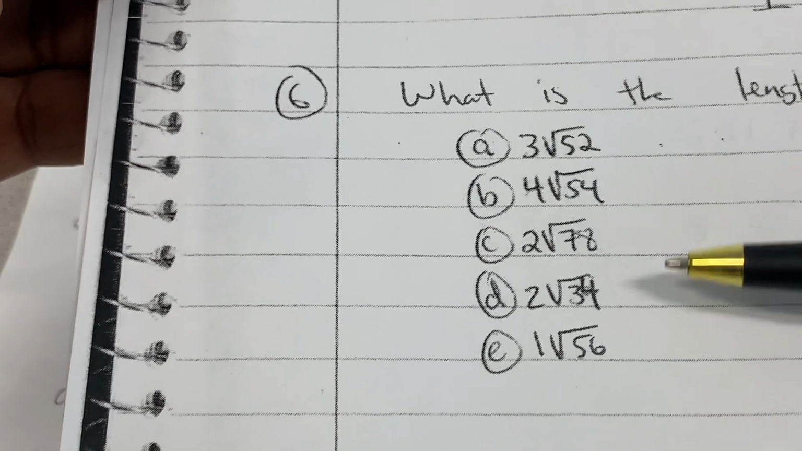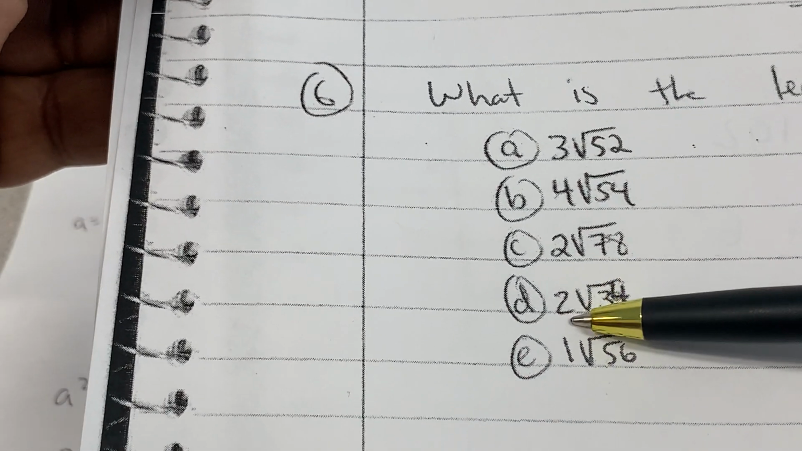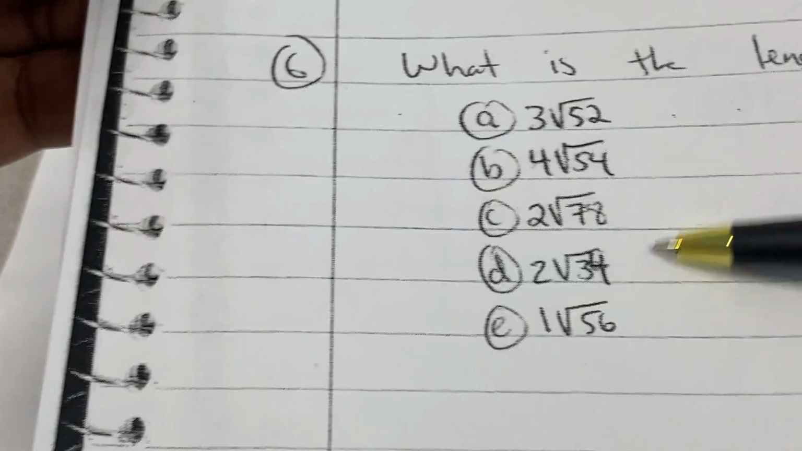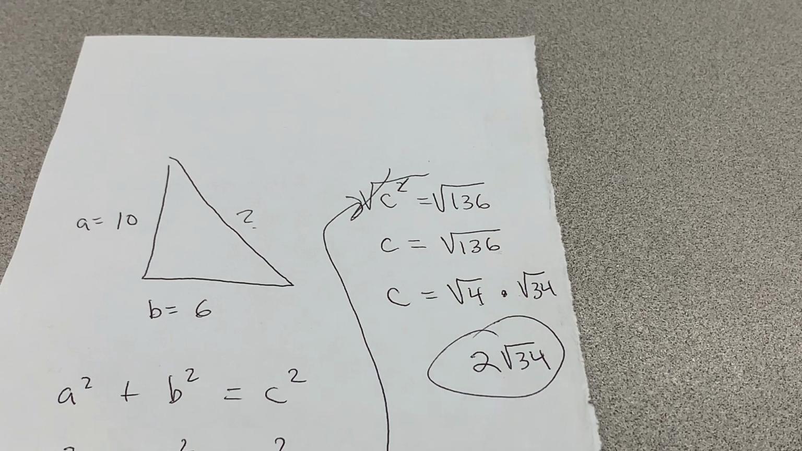As you can see right here. And an easy way to check it is 2 squared is 4. 4 times 34 is 136. Okay? If you have any questions, you can always come to class and ask the questions, okay?